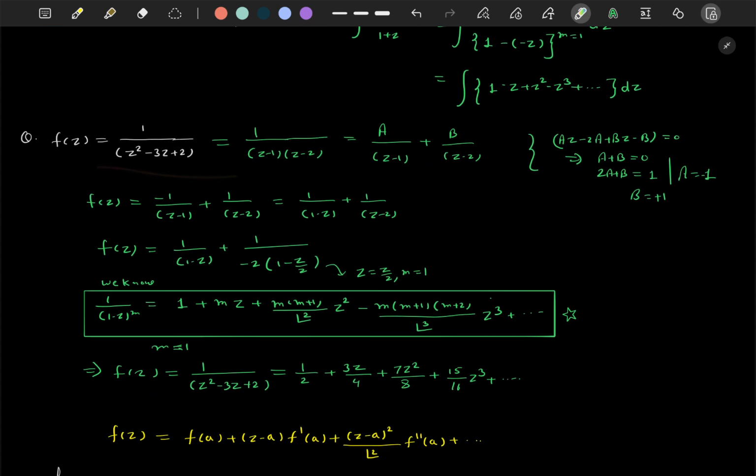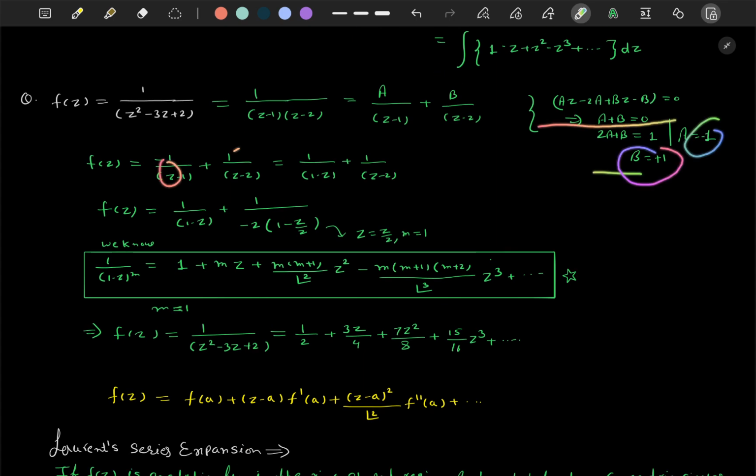Now we have a function, so just factor it. You will have 2 points, z equal to 1 and z equal to 2. We use the partial fraction method. You can break it into a upon z minus 1 plus b upon z minus 2, and by solving this equation you will get a equal to minus 1 and b equal to plus 1. So put a equal to minus 1 and b equal to plus 1. Now you have two different functions here. The first function is 1 upon 1 minus z, and for the second, minus 2 will be outside, so 1 minus z by 2 will be there.